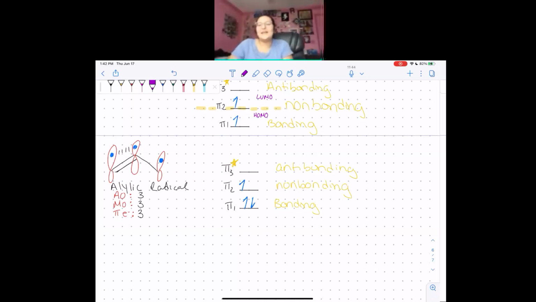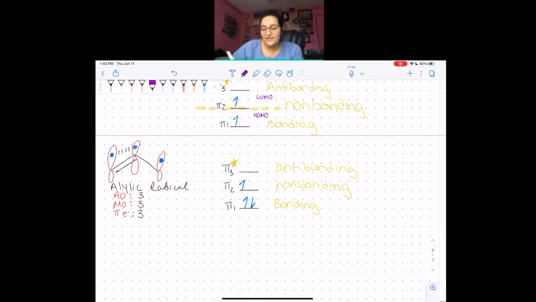Okay, so we kind of got a 50-50 split. Some people said pi 1 and some people said pi 2. So remember, HOMO stands for highest occupied, and LUMO is lowest unoccupied. So LUMO has to always be the empty one, but HOMO does not have to be completely filled. It just has to be the highest number that has an electron in it.